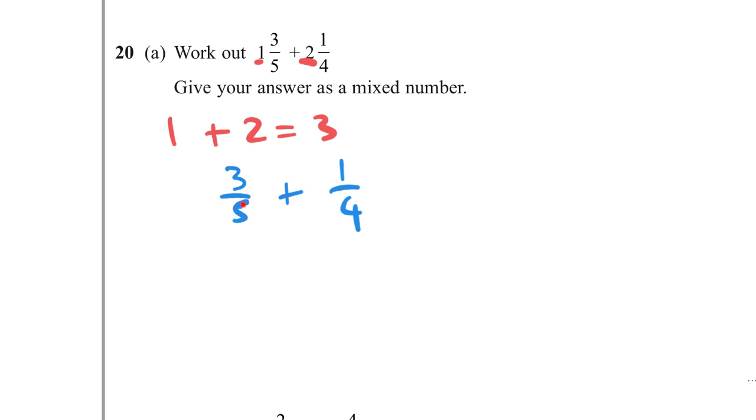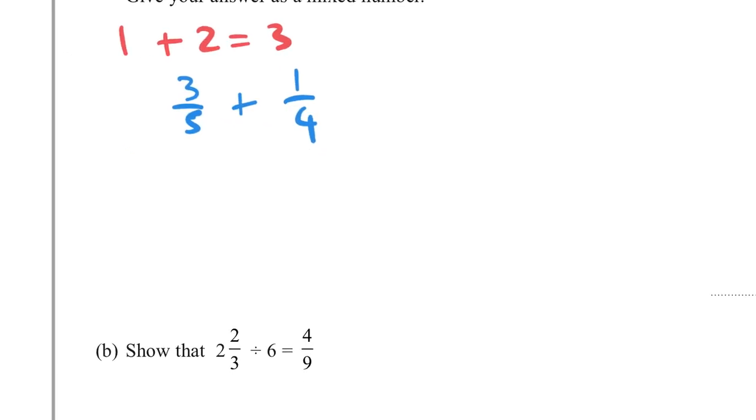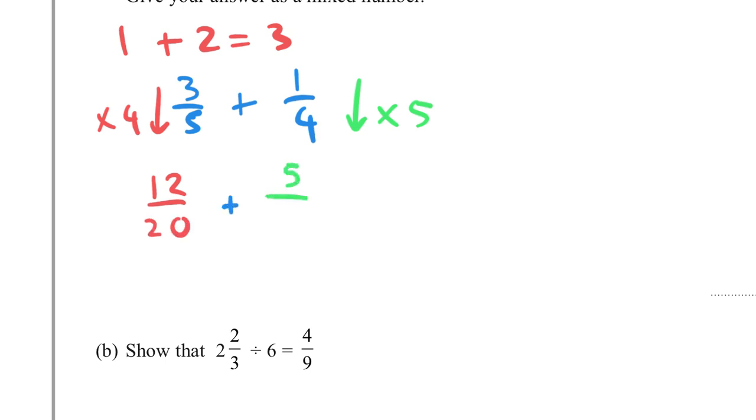Now remember, you can't add fractions unless the bottom numbers are the same. So we're going to make the bottom numbers the same. Okay, I'm thinking easiest way is you times them by the opposite number. So we're going to times this entire fraction by 4 and this entire fraction by 5. So times the first one by 4, we're going to get 12/20, plus, and then times the other fraction by 5, 5/20. Oh, we're fine. We're so fine. Okay, so we're going to get 17/20.